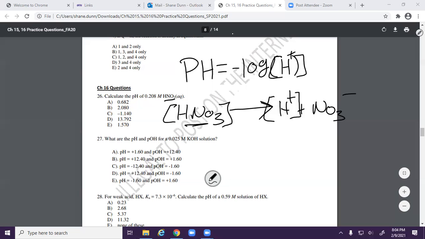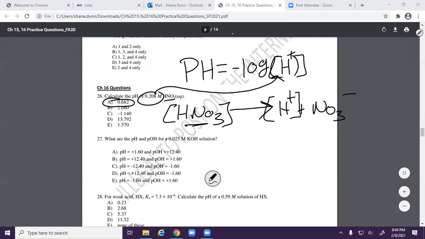So, to figure this out, just take the negative log of that number. So what's the negative log of 0.208? That's your pH. Is that a big number or a small number? That's a small number. That's a strong acid. That make sense?